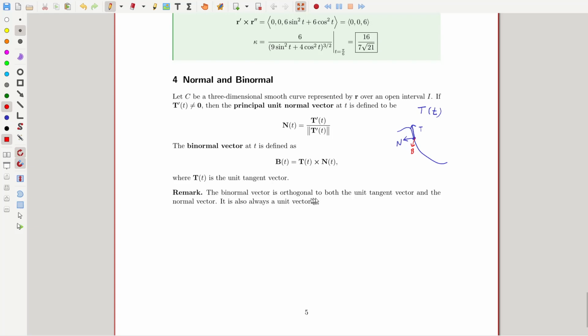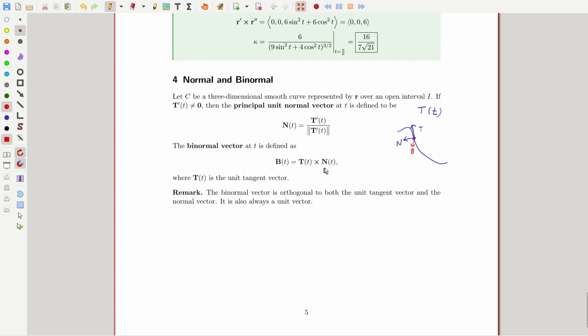Yeah, and the final remark here is that because the normal vector and the tangent vector are unit vectors, the binormal vector is going to be of unit length as well. So T and N are both unit vectors by construction. See that we normalize them in their definitions. Then when we take the cross product, well, one of the properties of the cross product, as you know, is that the magnitude of the cross product is the area of the parallelogram spanned by the two vectors.